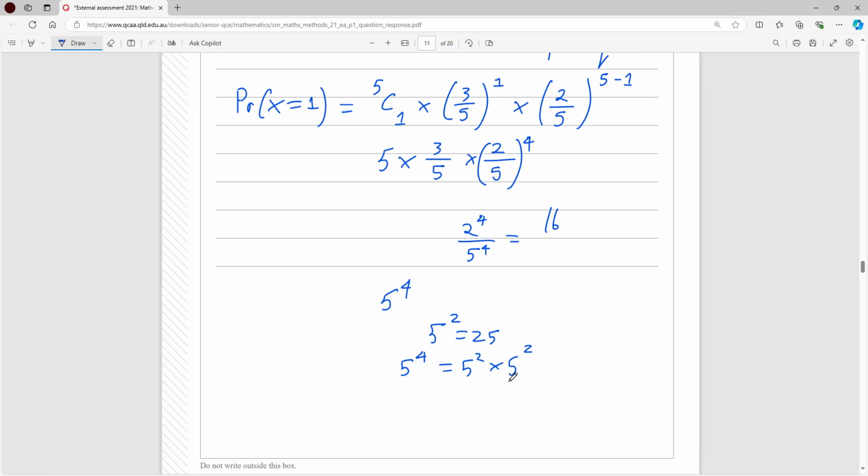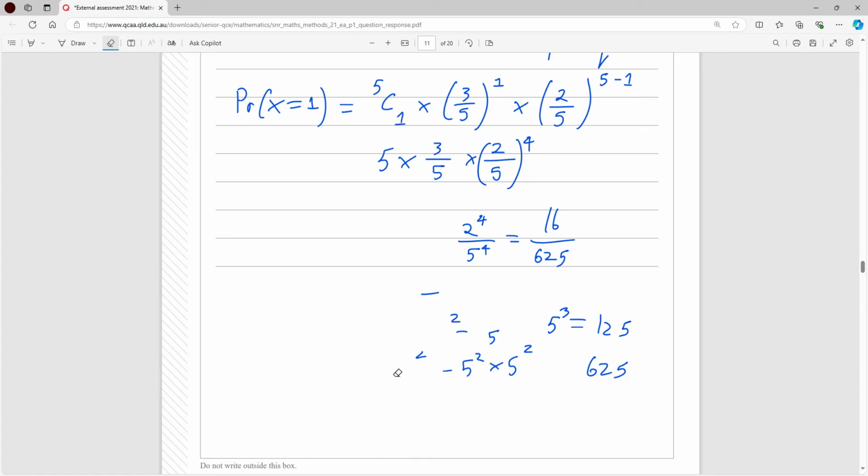Now that's still a bit tricky to work out, but we also know this. 5 squared is 25. 5 cubed is 125, okay? So you can just times that one by 5 as well if you want to. So you can go 100 times 5, then you can go plus 5 times 25. So that would give you 625. So either way, using one of those techniques, you'll work out 5 to the power of 4 is 625, okay? So our fraction here is 625 on the denominator.